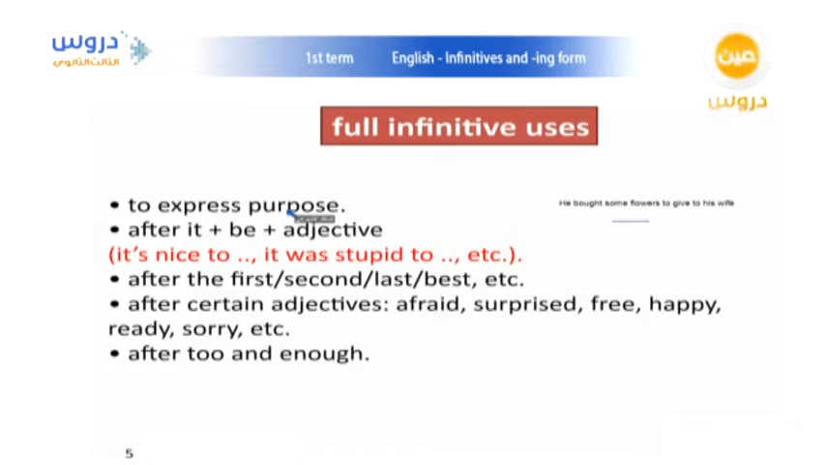It's a verb to be, like am, is, and are. So after it plus be, which is it is, it was, this is in past, then the adjective. Adjective like what? Like nice, stupid. So we have to use an infinitive form in this example.